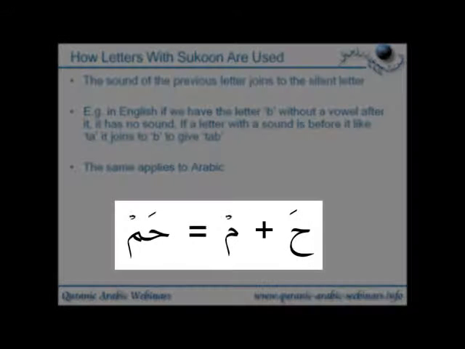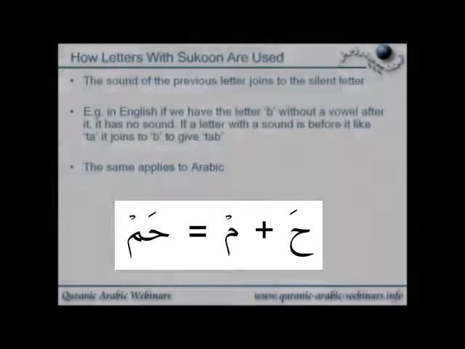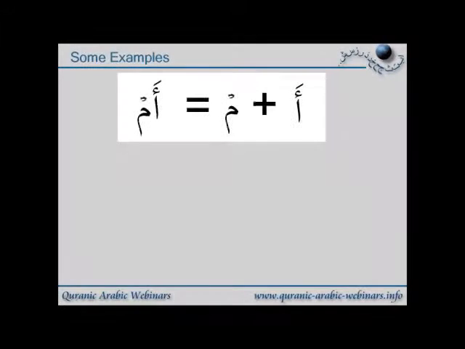So here we have an example. We have the letter ha with a fatha giving the sound ha, and a meem with Sukoon. So when you put the ha with fatha joined to a meem with Sukoon, i.e. after the ha, it will give the sound of ham. So the sound of ha joins effectively to the first letter of the name of the alphabet, i.e. in the case of meem, it will be M. So it becomes ham.